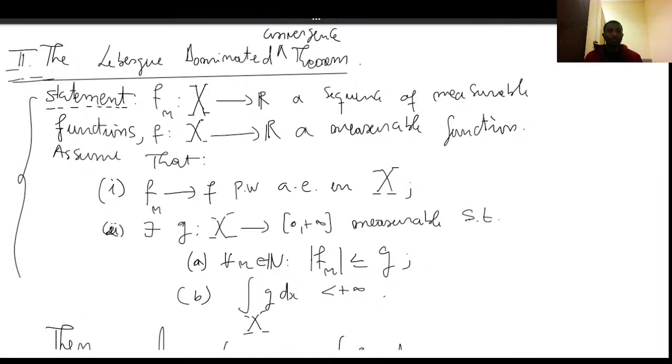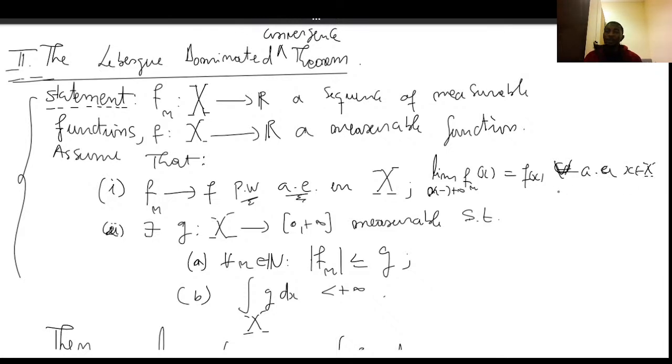So the theorem states that assume we are given a sequence Fn of measurable functions on a measure set X, and we are also given a function F that is also measurable on the measure set X. But we also assume that the sequence Fn converges to F pointwise and almost everywhere in X. That means that for almost every x, the limit as n goes to plus infinity of Fn of x is equal to f of x for almost all x in capital X.